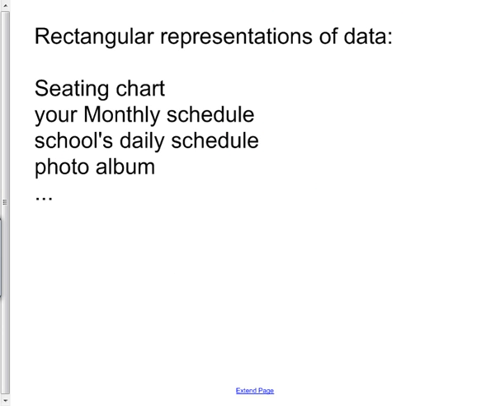So these matrices are rectangular representations of data. We use them like in the seating chart. So right now you're kind of like in a matrix because there's a spot and it's a bunch of little spots. Your monthly schedule, a school's daily schedule, or a photo album, all of these things have a rectangular arrangement, and that's what a matrix is.